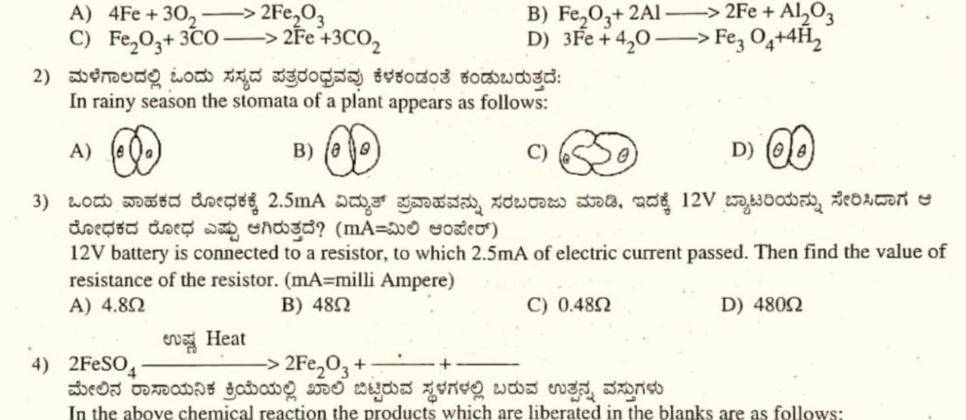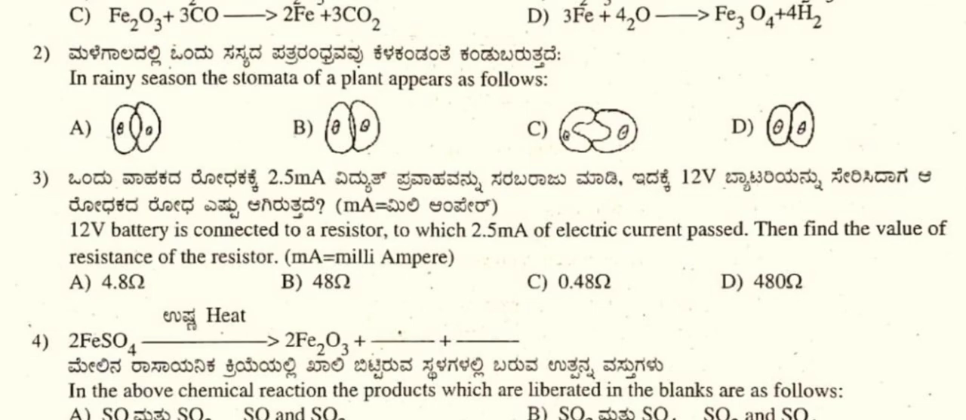Second one, in rainy season the stomata of the plant appears like this. In rainy season, as there is much water and humidity in the environment, it triggers a movement of the guard cells. The guard cells absorb so much water that they will bend in such a way that the stomatal pore gets opened completely. C is the correct answer.